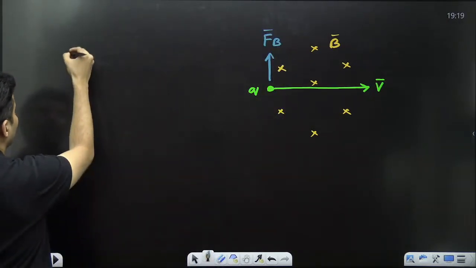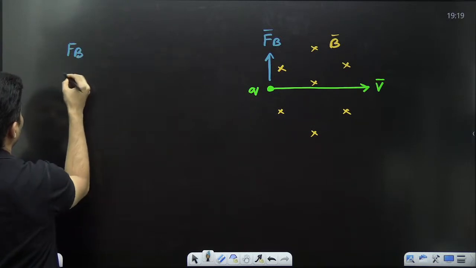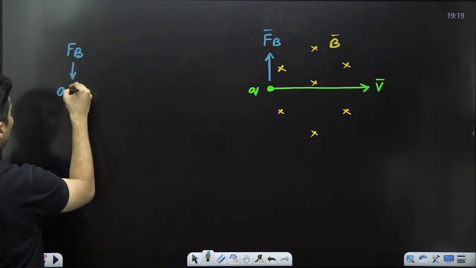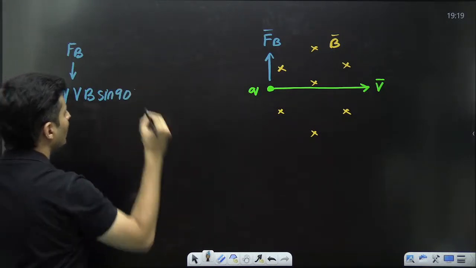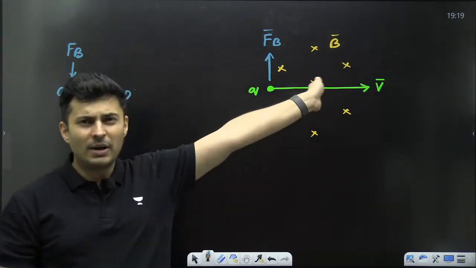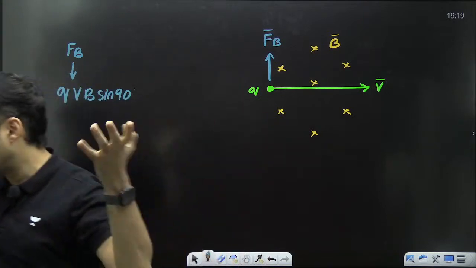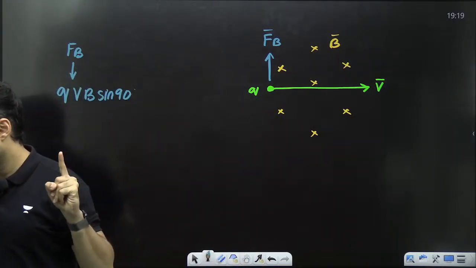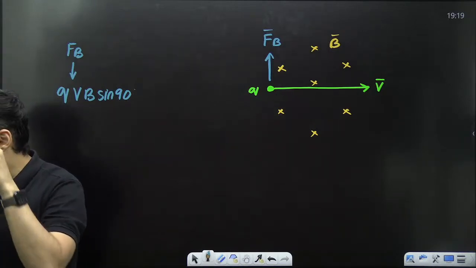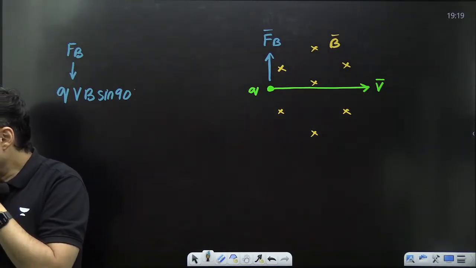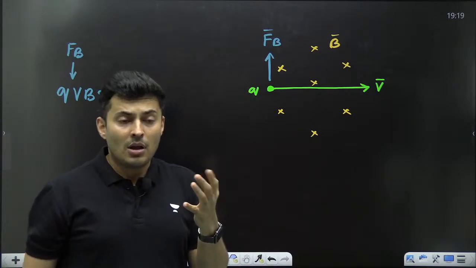Everyone, that force because of the magnetic field will be nothing but Q into V into B into sine of 90. Why sine 90? Velocity and magnetic field are perpendicular. Sine 90. Great. Now, what is the next thing that you will do?